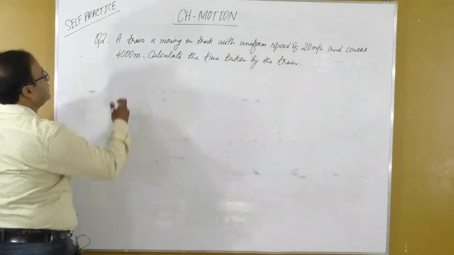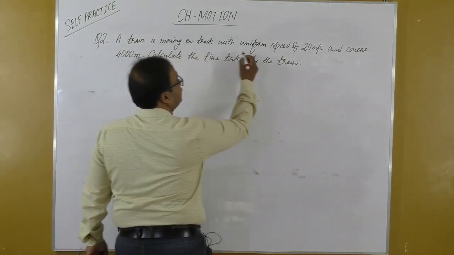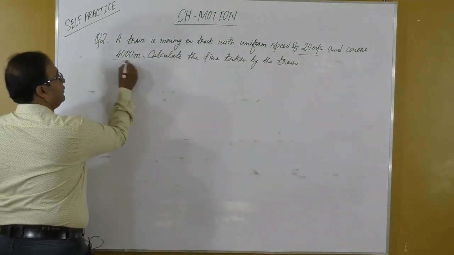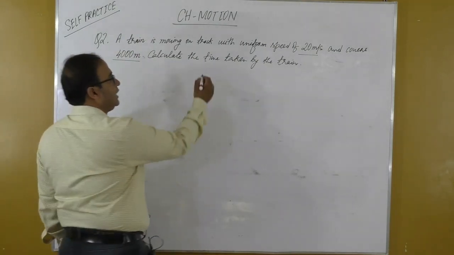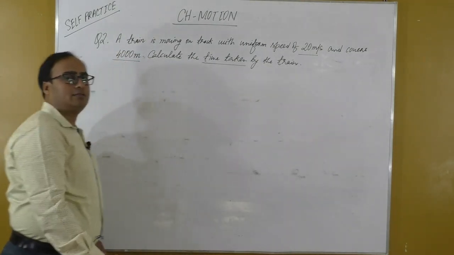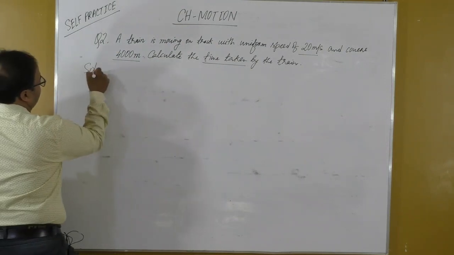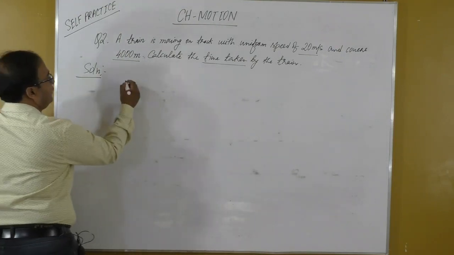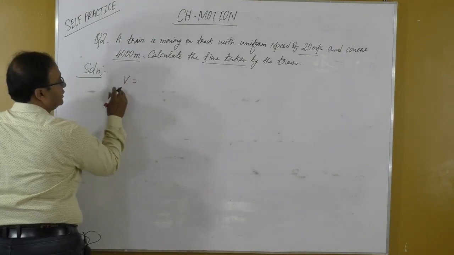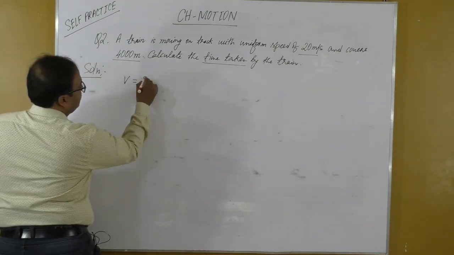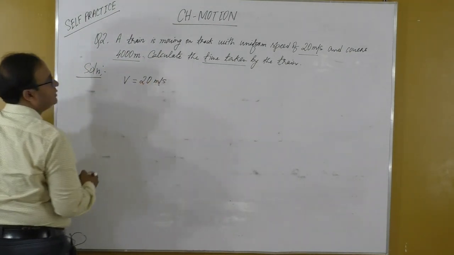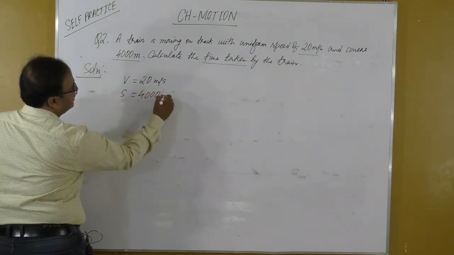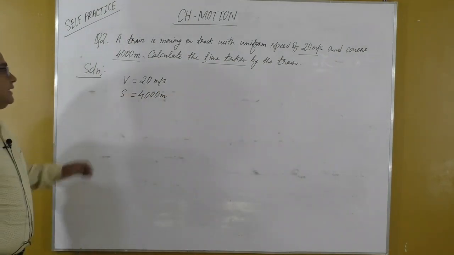Now we'll try to solve question number 2. And the question here, a train is moving on a track with uniform speed of 20 meters per second and covers a distance of 4000 meters. We have to calculate the time taken by the train. So here, if I ask you what is given here, uniform speed is given. We can use the symbol for uniform speed as V. V is given here 20 meters per second. And the distance covered, S, is given here 4000 meters. And you are asked to calculate time taken.